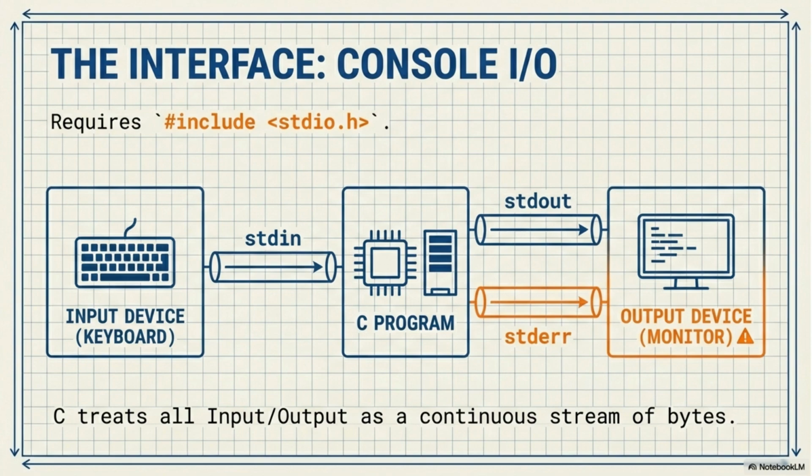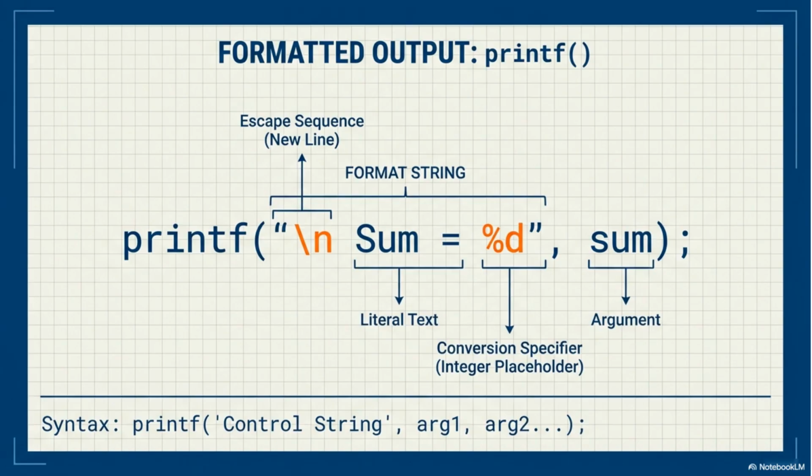The interface for console input/output requires including stdio.h. C treats all I/O as a continuous stream of bytes. Input devices send data via stdin, while output goes through stdout, or stderr. Formatted output uses the printf function.